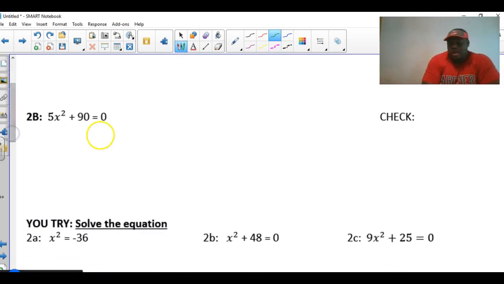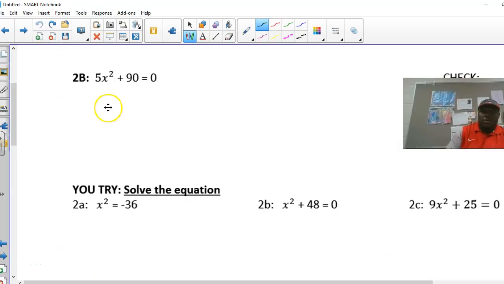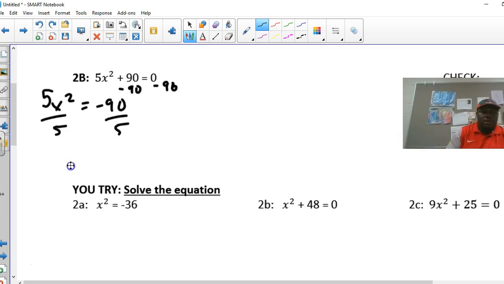We're going to solve this for x. So what we're going to do is first subtract 90 on both sides. So we have 5x squared. We're going to minus 90 here. So we have negative 90. And then we're going to divide by 5. So we have x squared equals negative 18. Negative 90 divided by 5 is negative 18.